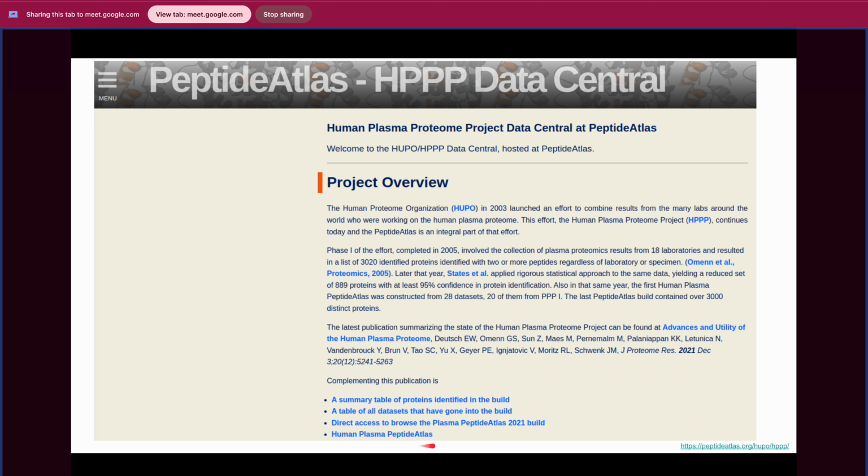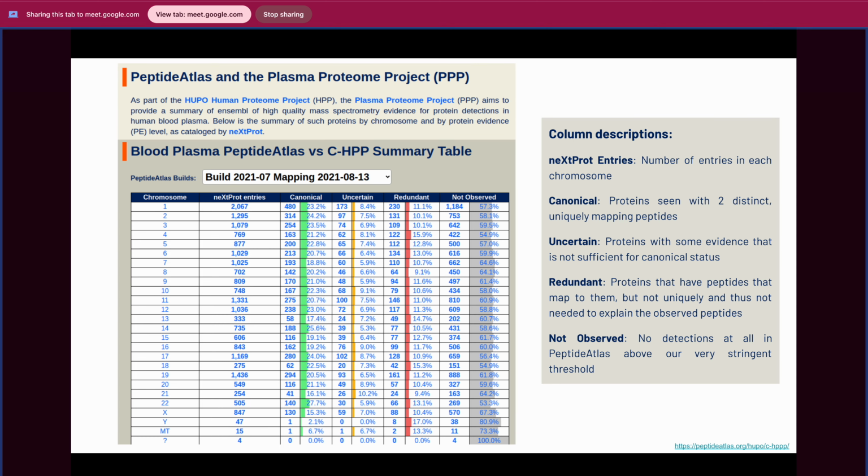Then there is the Human Plasma Peptide Atlas. You can simply go to this, and it will tell you about the Human Plasma Protein Atlas, Peptide Atlas. It will also tell you the peptides which are present. We'll see them one by one. Firstly, if you scroll down, you'll find the Peptide Atlas and the Plasma Proteome Project. It will tell you about the builds and the different entries which are present. In this case, I have specifically selected the 2021-7 build.